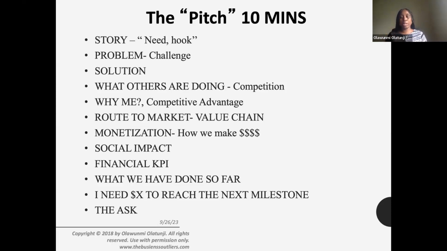Of course, for a social enterprise, it's obvious your social impact is key in everything that you're doing, but you still have to capture it. Then financials, the KPIs, your revenue, your net growth margin, and all different indices of revenue, or financial indices, that you need to show.